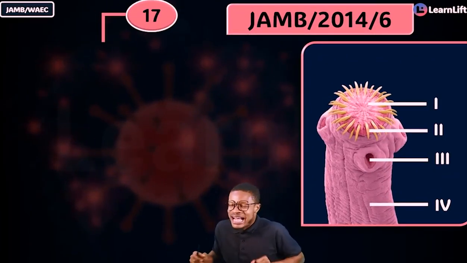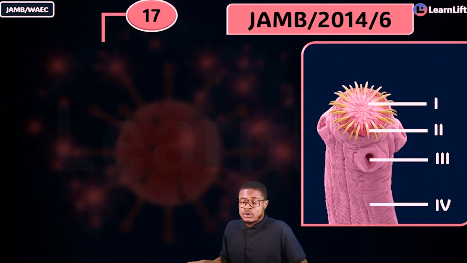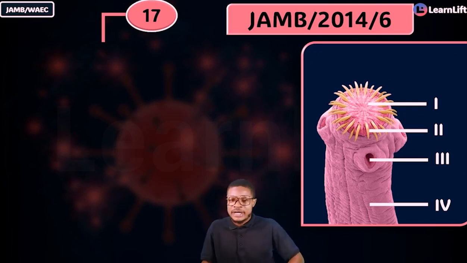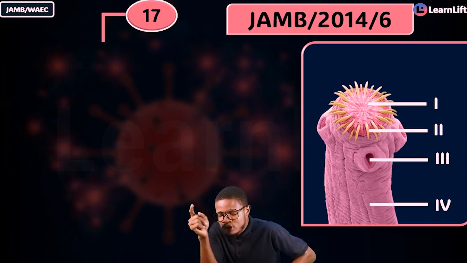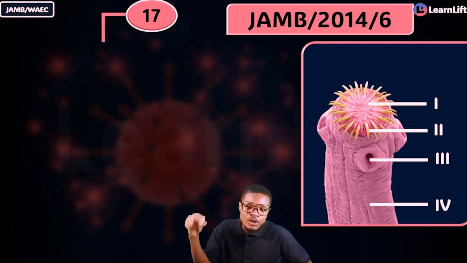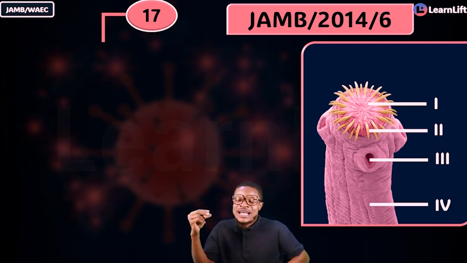This question is giving me joy. JAMB 2014 question 6. Now, give me the names first. What is the part labelled 1 called? What's the name? Clap for yourself. Rostellum. You are correct. The part labelled 2, what is it called? Correct. It is the hooks, right? The part labelled 3, what is it called? Suckers.